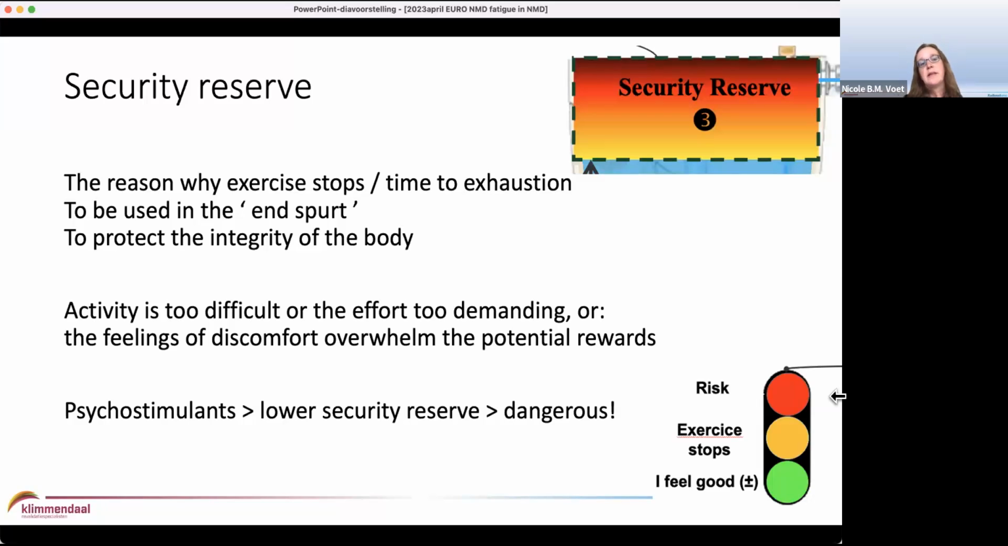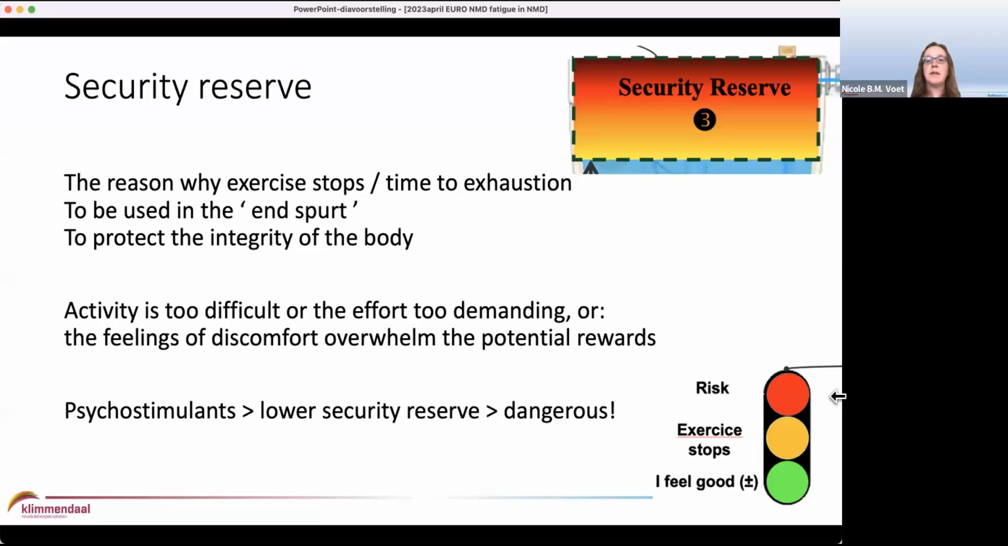Why do we stop? Because the activity is too difficult, or the effort is too demanding, or the other way around, the feelings of discomfort overwhelm the potential reward. So there has to be a balance between the reward of an activity and the feelings of discomfort, the golden medal. Then psychostimulants, they can lower the security reserve. Could be very helpful, but don't do it, because the security reserve helps you to protect the integrity of the body. So only use it sometimes.